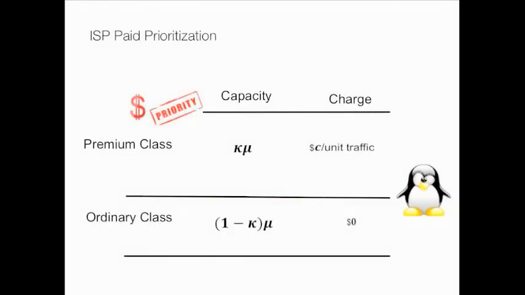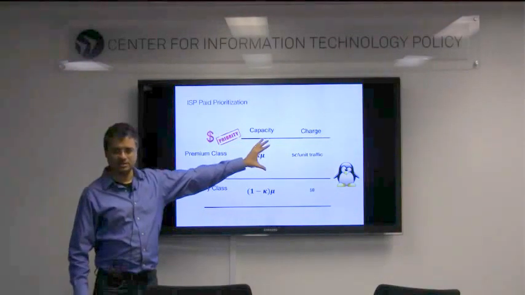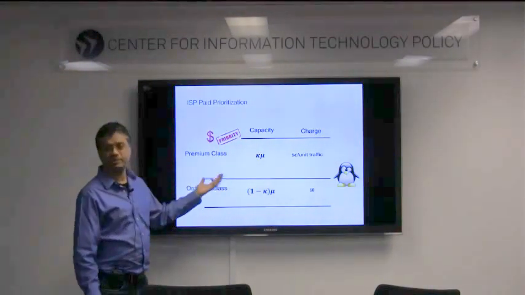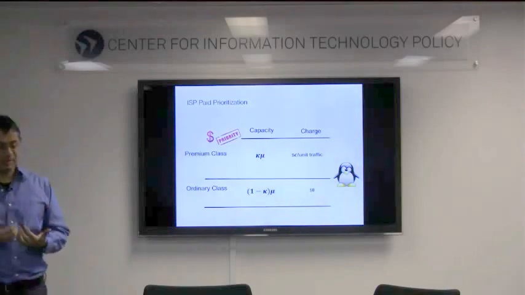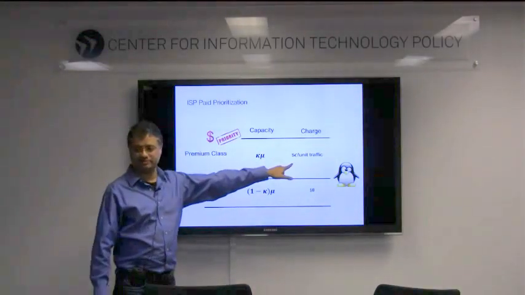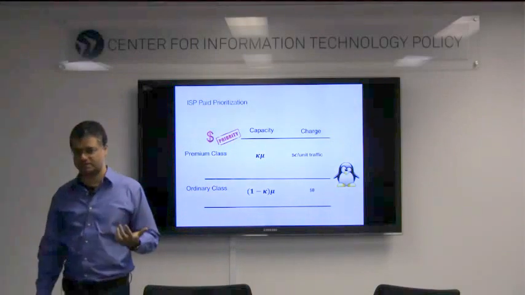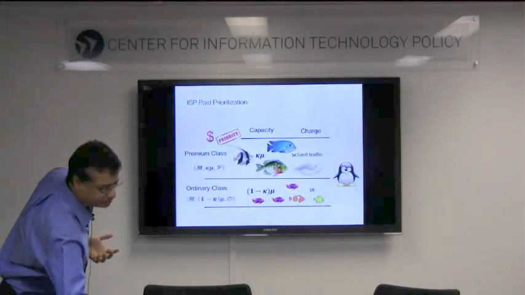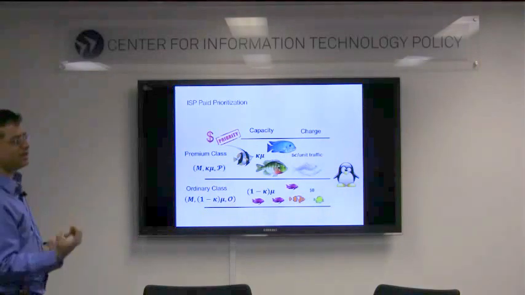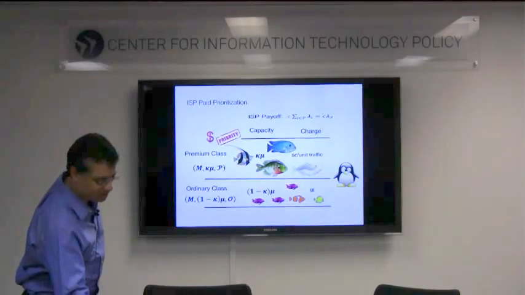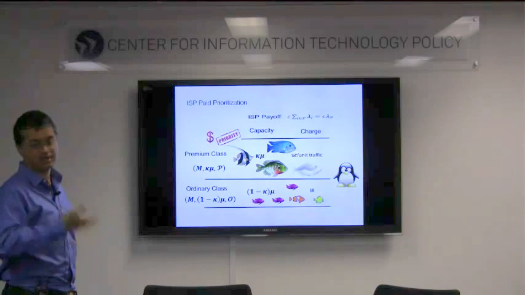So then what we did was, okay, let's take this model and let's look at two scenarios. One scenario is where you have a class where content providers pay per volume of traffic to get into the premium class, and then there's an ordinary class. So content providers can choose. The ISP can announce a certain charge per unit traffic. It can allocate a fraction of its capacity for this premium part, and the rest of it is the ordinary class. So you end up with two different kinds of rate equilibria, the amount that's going in the premium part and the amount that's going in the ordinary part. So the payoff of the ISP is the total volume of traffic that goes through the paid part. That's the extra money that it can generate.